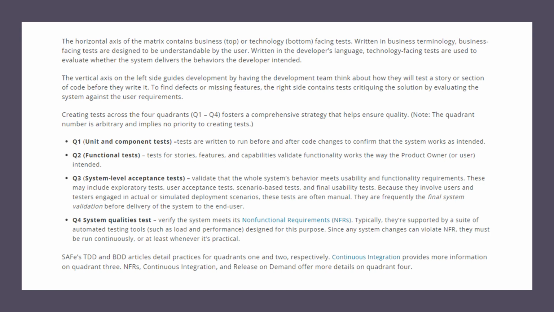Finally, Q4, system qualities tests. Verify that the system meets its non-functional requirements. Typically, they are supported by a suite of automated testing tools, such as load and performance tools designed for this purpose. Since any system changes can violate NFRs, they must run continuously or at least whenever it is practical.